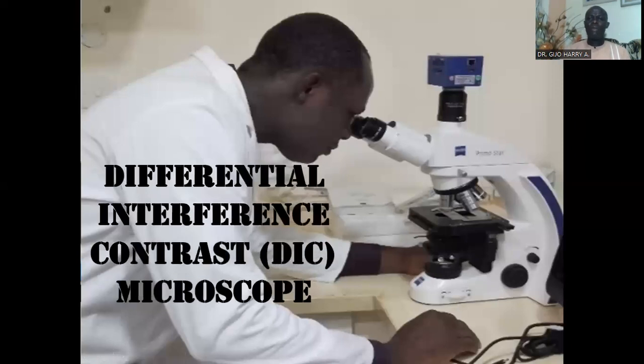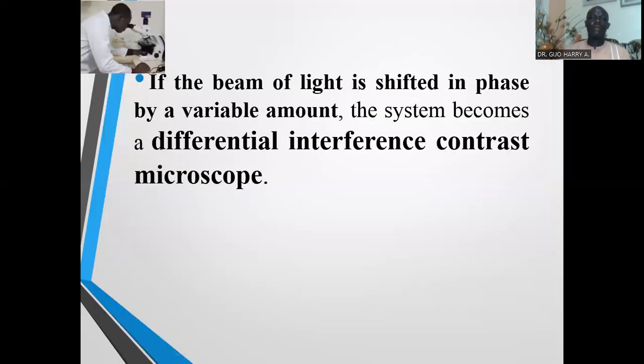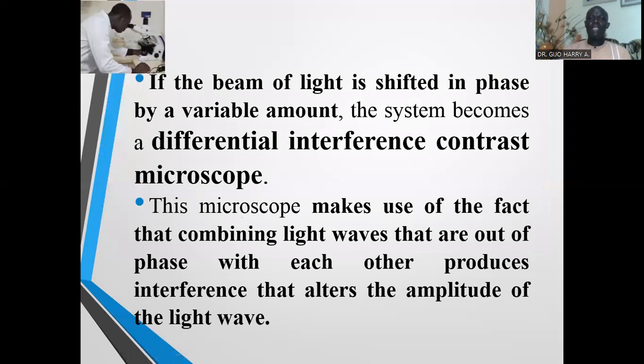The next type of optical microscope we want to look at is the differential interference contrast microscope. If the beam of light is shifted in phases by a variable amount, the system becomes a differential interference contrast microscope.